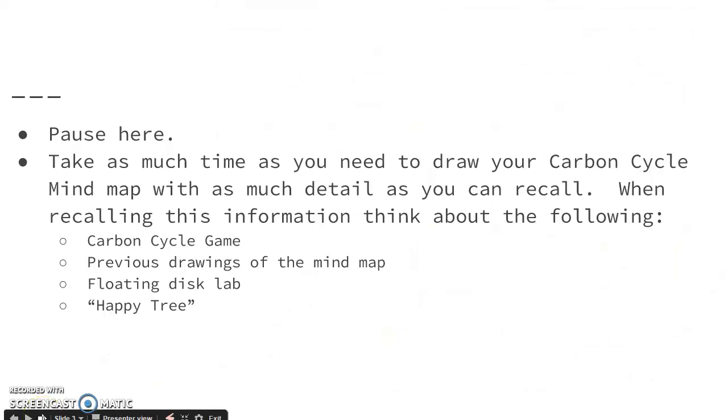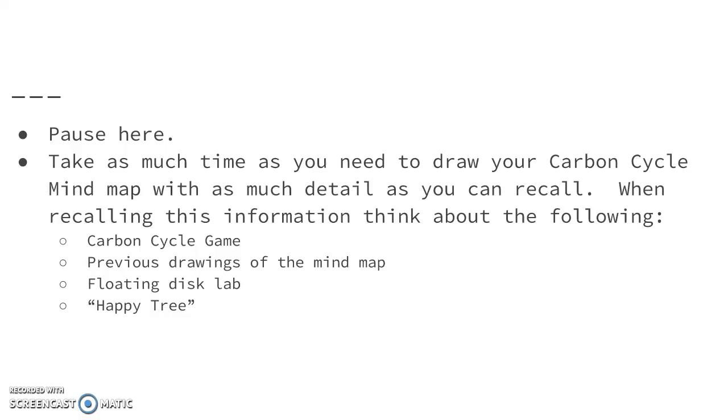Now, before we move on, we really need to have a fresh idea of your carbon cycle drawing. If you remember correctly, this is the mind map that we have been working on drawing in class. Please draw this mind map again and make this one the best you've made yet. When recalling all of this information, you should see that you are thinking about the carbon cycle game. Remember when we walked around the room and you looked at how the carbon moved from part of the ecosystem to other parts? Look back at that carbon cycle game if you need to, and look at the different places that you went, and then look at how you got to that location.